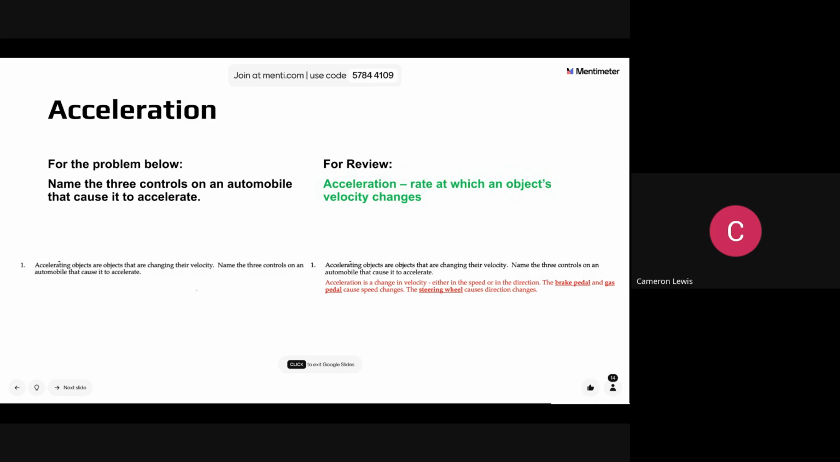So we have acceleration, which is the change of velocity. The gas and the brake pedal change the speed, obviously the magnitude, how fast you're going or if you're slowing down. But the one that really brings home the vector part is the steering wheel, because you're changing from left to right, or if you're going in reverse, the back corner as well. It brings home the concept of a vector: you have a magnitude and you have a direction. If you change the direction, you also change an object's acceleration.